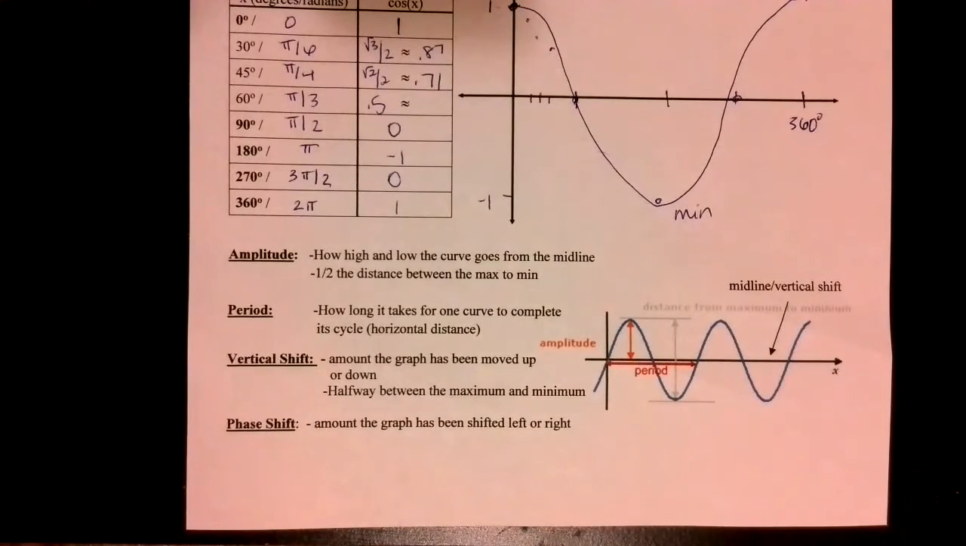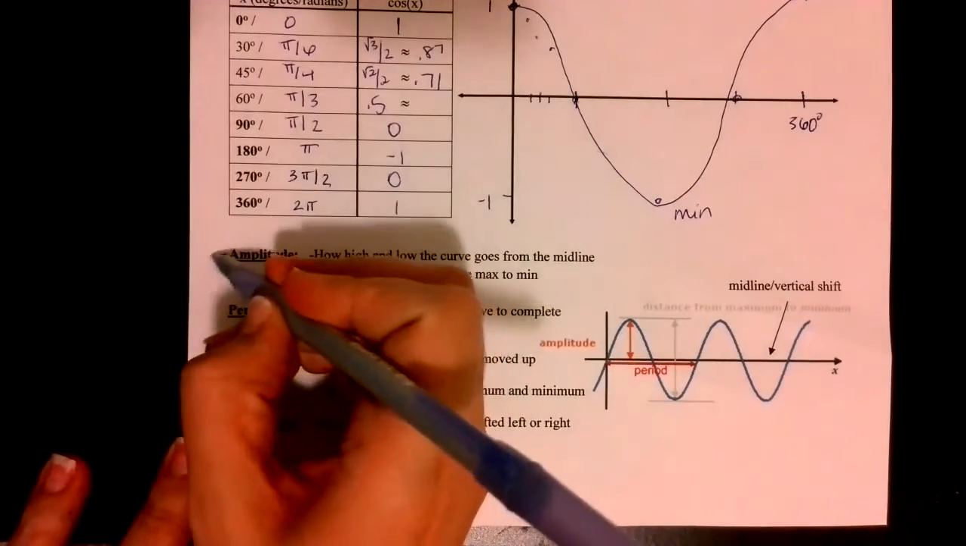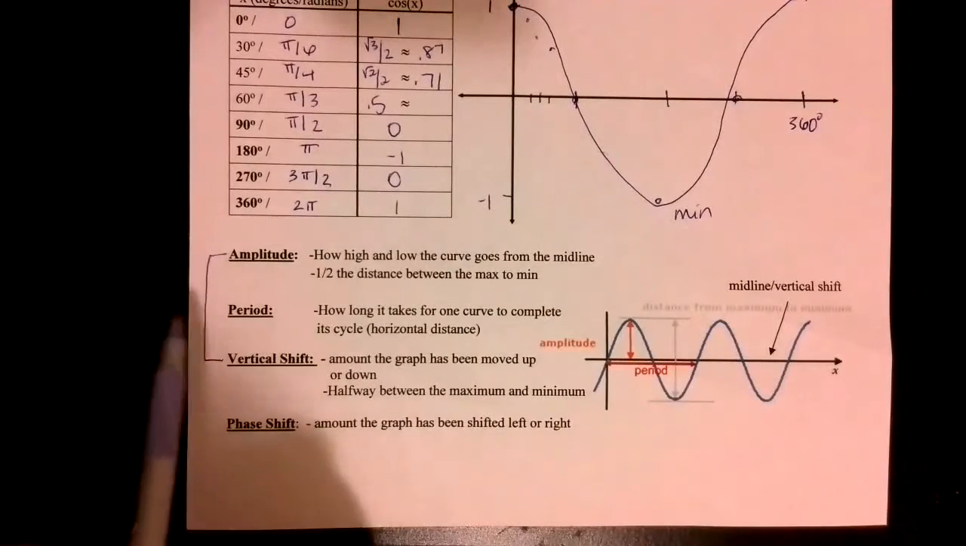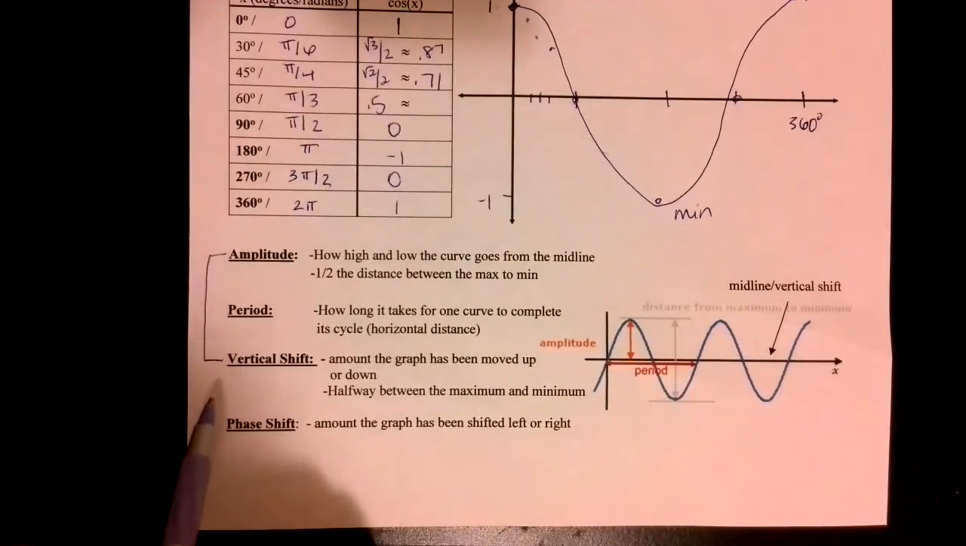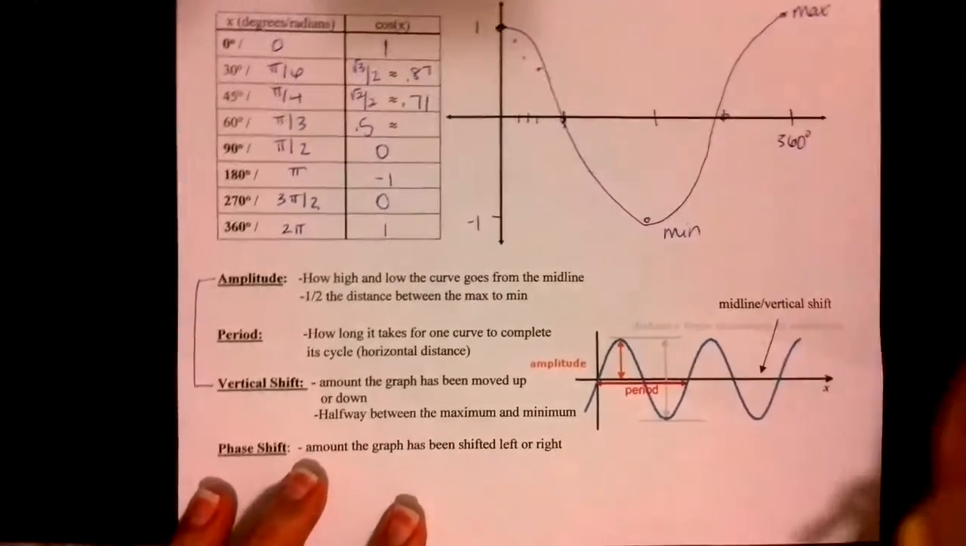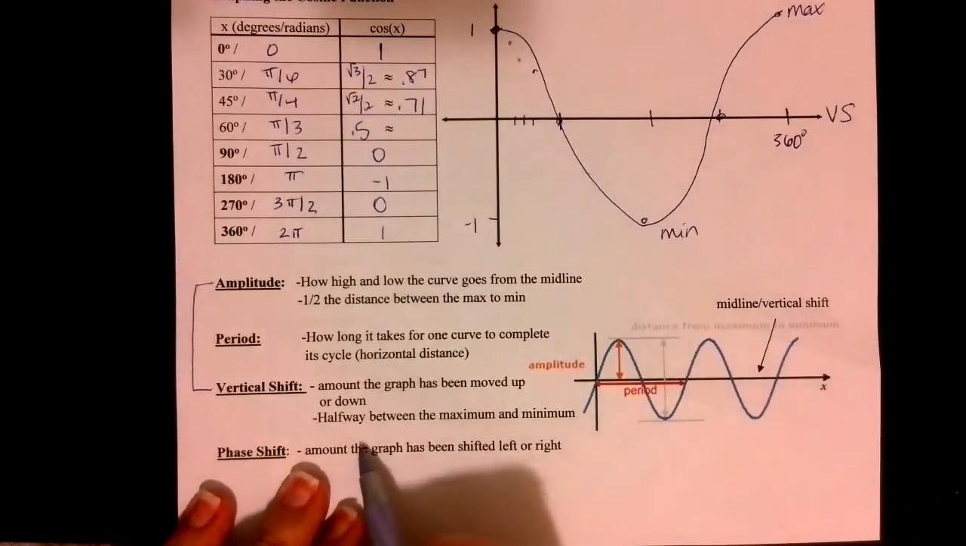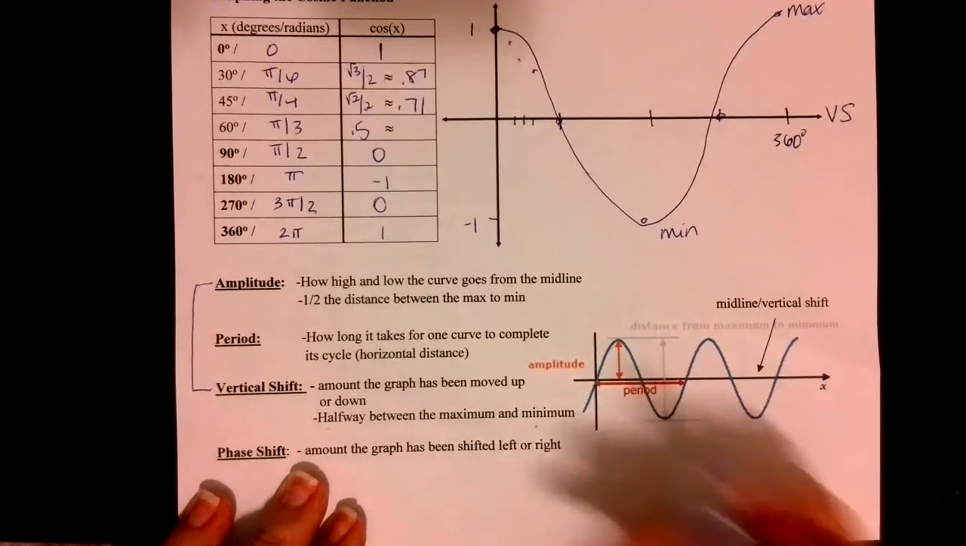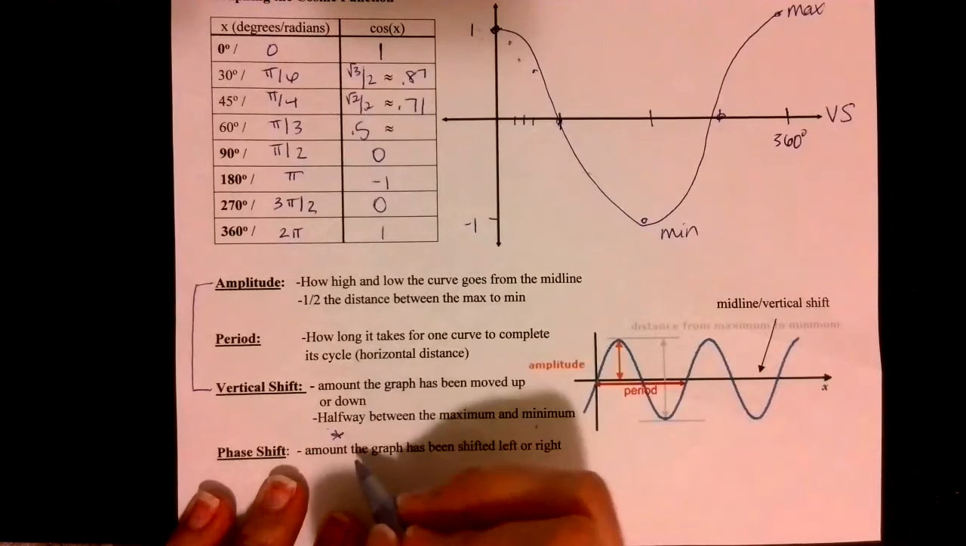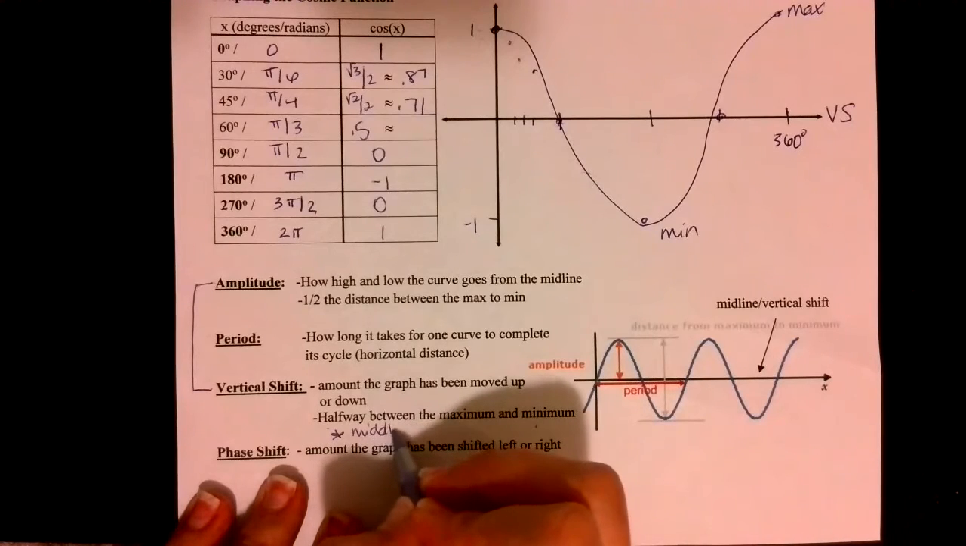Amplitude and vertical shift are both talking about vertical distances. And a lot of times when people start graphing them, they get them confused. So the vertical shift is where the middle of the graph ends up being. If you're looking at this graph, vertical shift is where the middle ends up being. And so it says the amount that it's moved up or down halfway between the max or min, but maybe put a note that this is where the middle of the graph is.